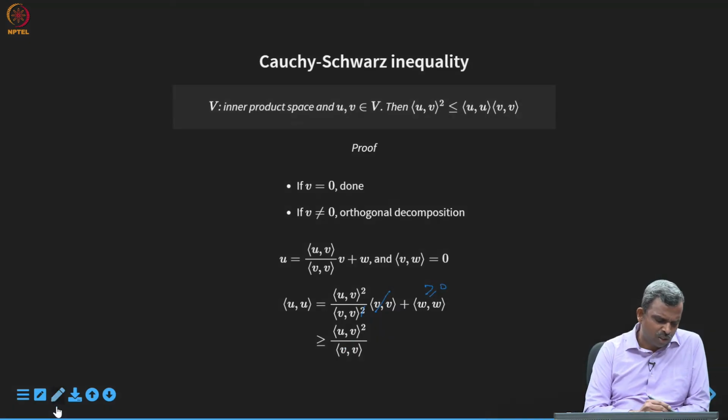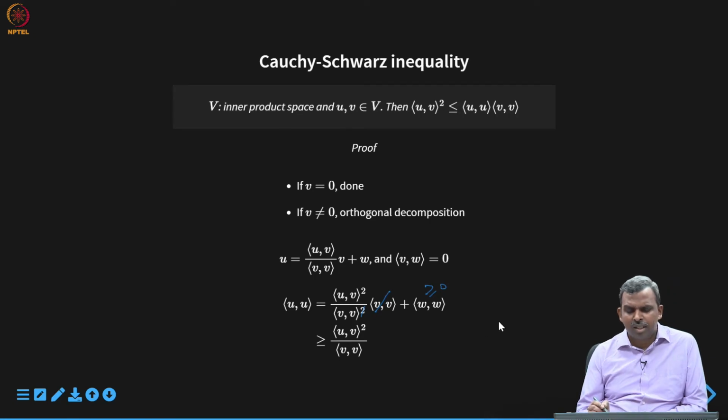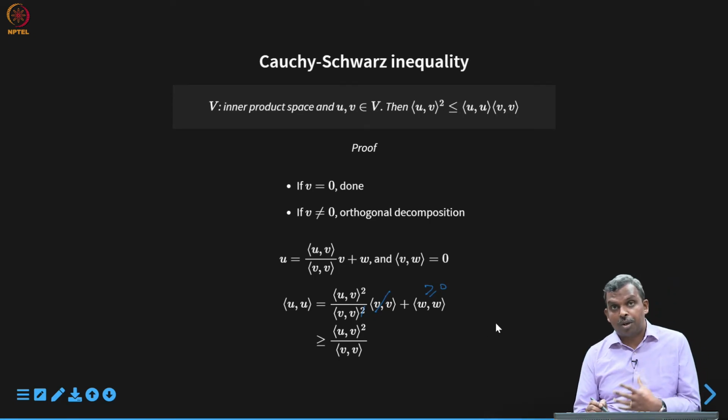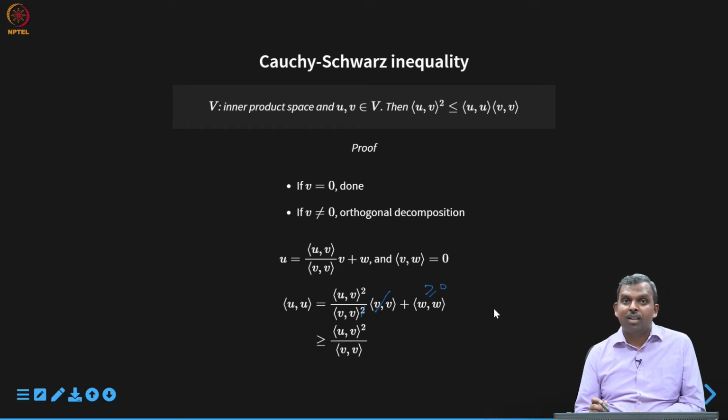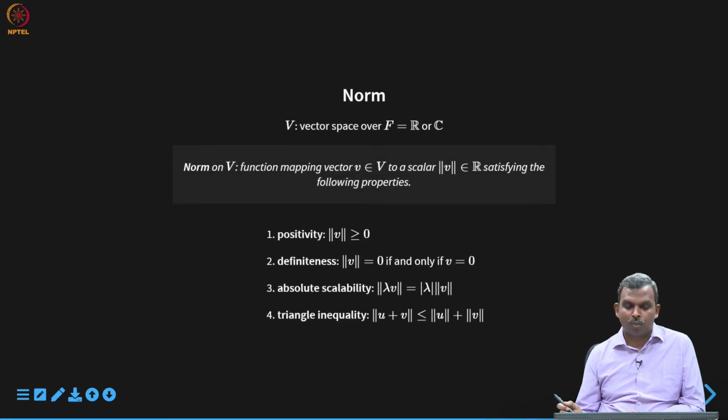It's a very simple consequence of the orthogonal decomposition, and it's really powerful. It can give you very non-obvious looking inequalities. Okay, so this is Cauchy-Schwarz. Maybe we'll see some examples of how powerful this is later on.